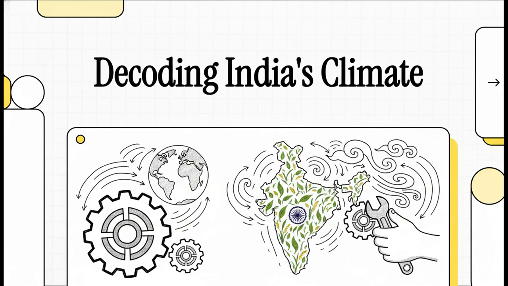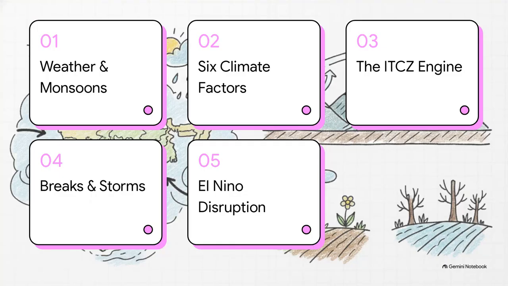We're going to break down exactly how this natural machinery operates, from the fundamental gears turning up in the atmosphere, all the way to those massive global disruptions that can throw a giant wrench into the whole shebang. So here's our roadmap for today. First, we'll cover the foundations: weather, climate, and monsoons. Second, the 6 key factors shaping India's climate. Third, the ITCZ, the actual monsoon engine. Fourth, we'll look at breaks, storms, and winter rain. And finally, number 5, El Niño's global disruption.